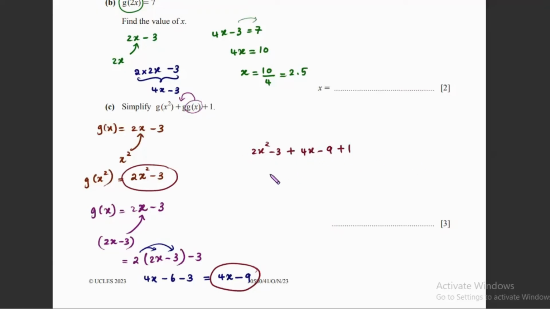Now I need to simplify this. So when I simplify this, I get 2x squared, and I have this 4x. I have minus 3 and minus 9, which is minus 12. Minus 12 and 1 is minus 11. So the answer is going to be 2x squared plus 4x minus 11.